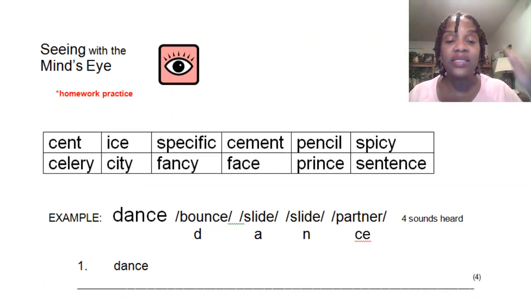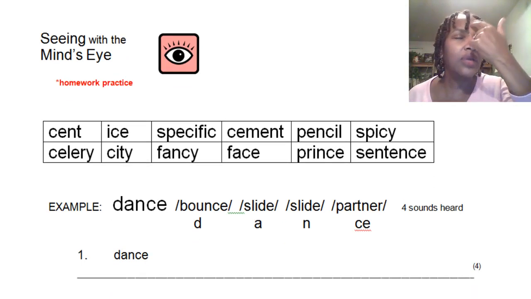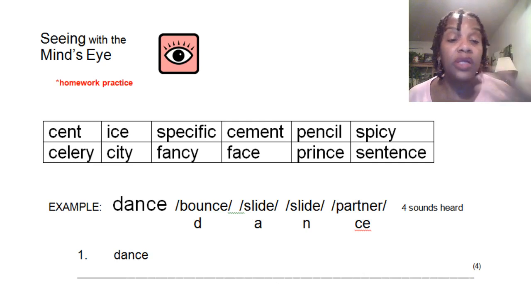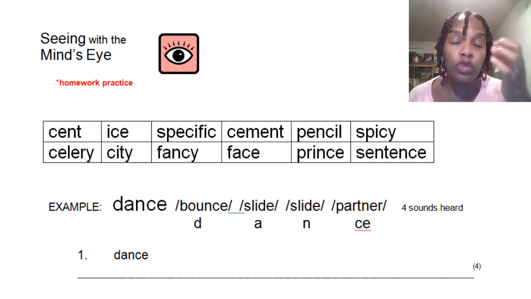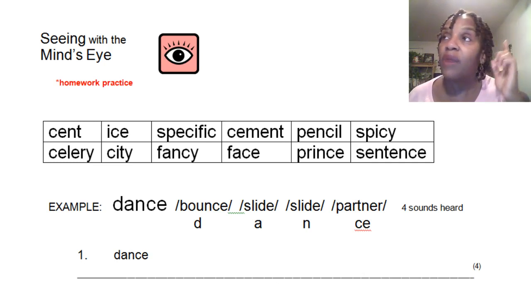All right. More homework. We're going to see the sounds in your mind's eye, all right? So that third eye right here in the center of your mind. So you're going to look at the word. You're going to sound it out. You're going to close your eyes and see the sound. Listen for the sound and for how many sounds you hear.